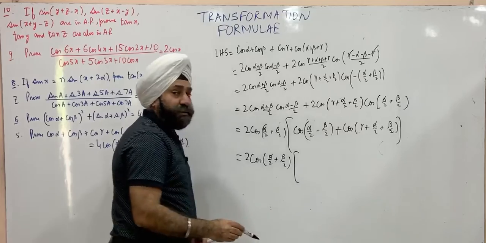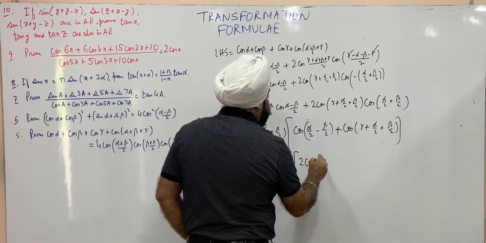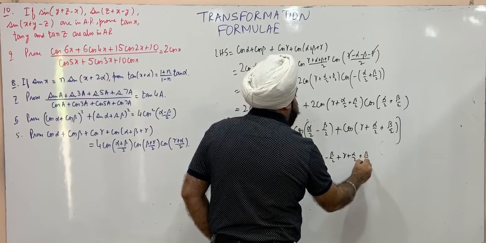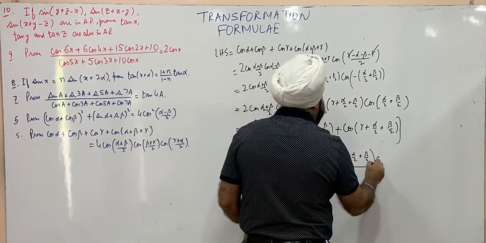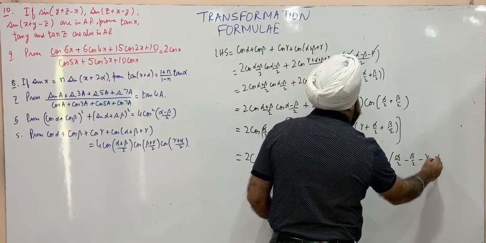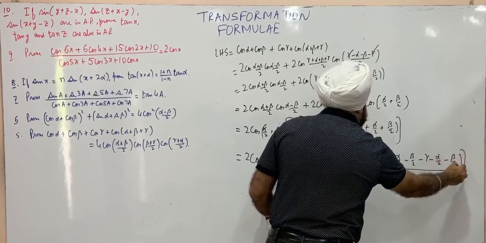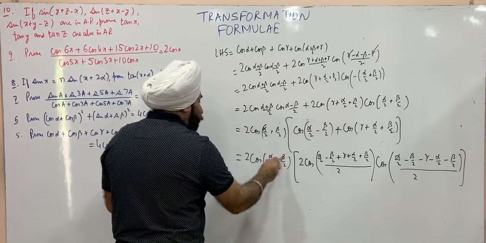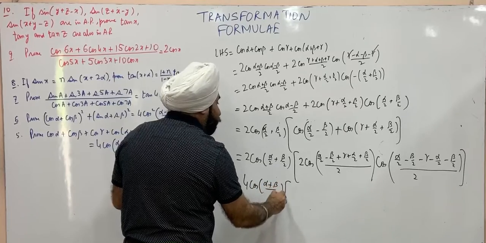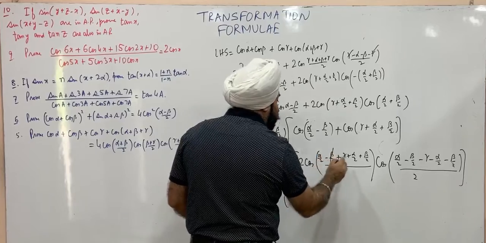Now this is cos C plus cos D. This is 2 cos sum of angles upon 2 into cos of difference of angles, minus gamma minus alpha by 2 minus beta by 2 upon 2. 2 into 2 is 4. This is cos alpha plus beta by 2. Inside bracket cos, this will cancel out.